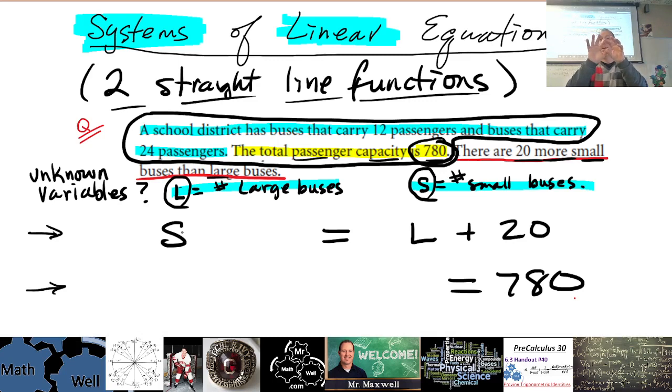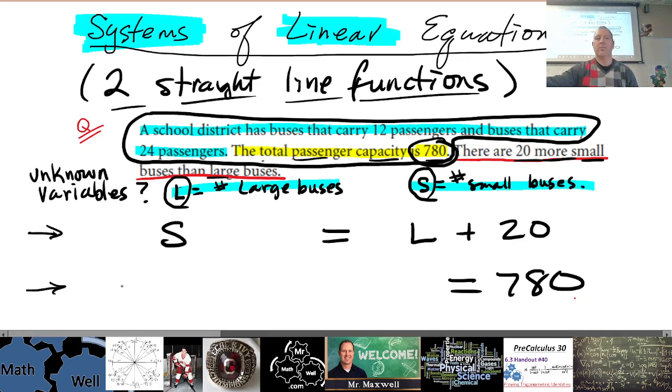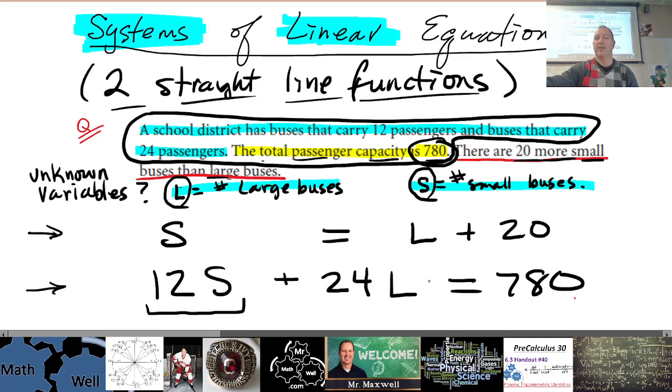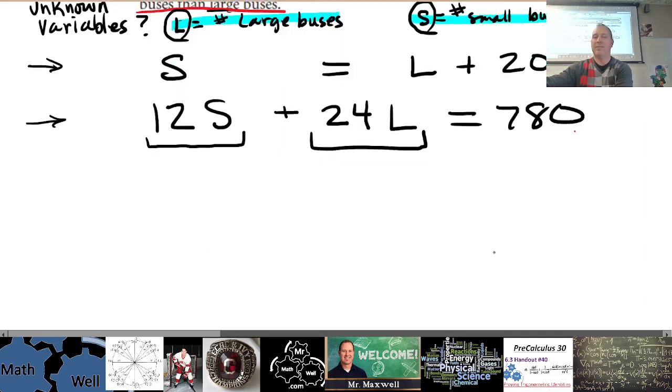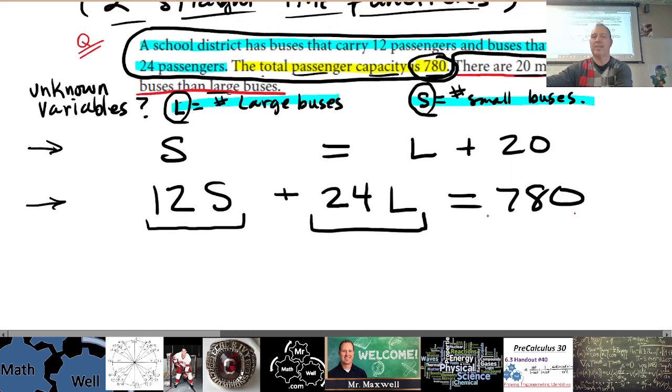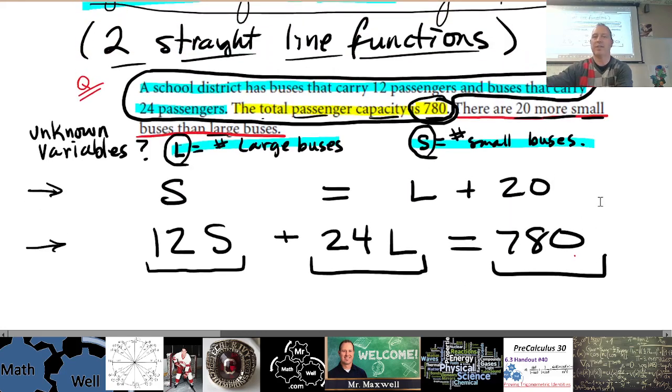12 for every S. So guess what? I'm going to write 12S, because this is passengers on small buses, plus, what's going to be the second half here? 24L. Now we don't have to do L plus 20. We're just talking about the large buses. Okay? So this is a great second equation here. That's a perfect second equation.